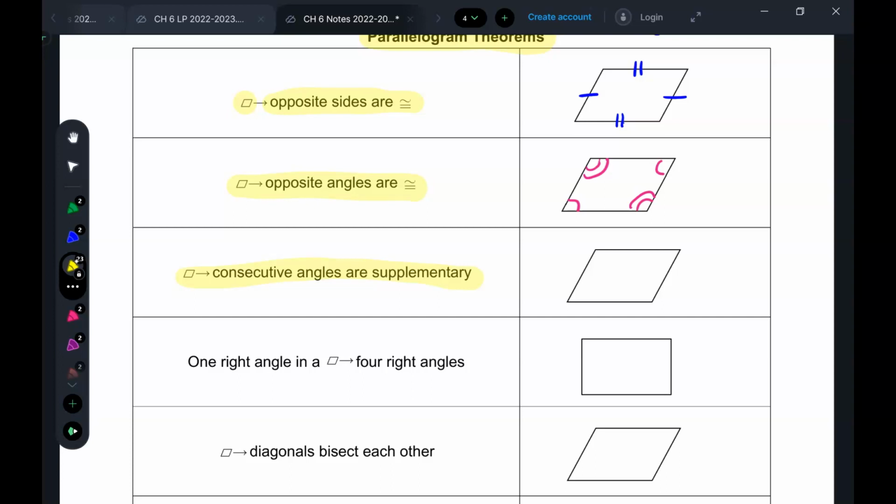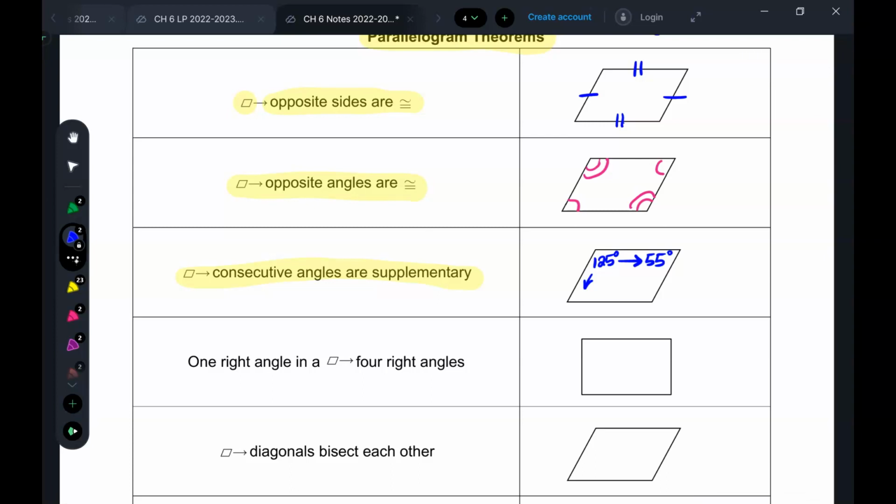So if we have a parallelogram, consecutive angles are, what, supplementary, add up to? 180. 180, good. So I'm going to use some angle measures here. Let's say this is 125. When we talk about consecutive angles, we think of angles that are right next to each other. So if this is 125, this would be 55.